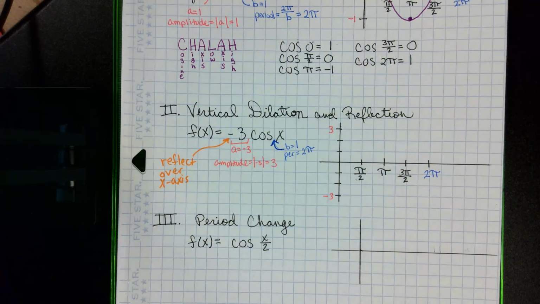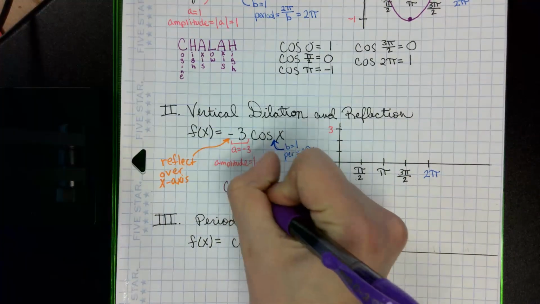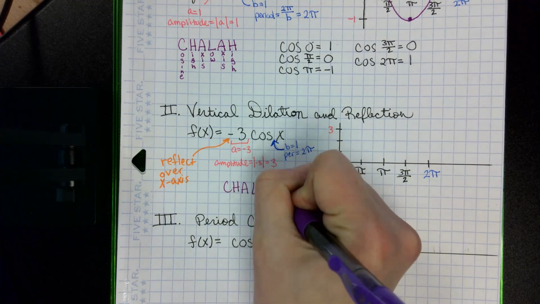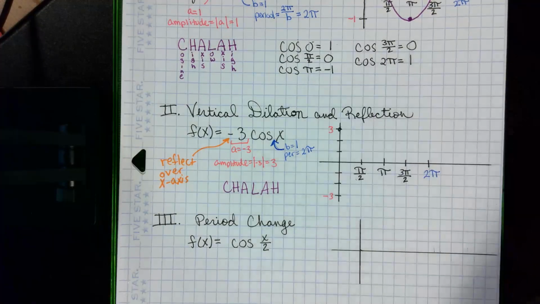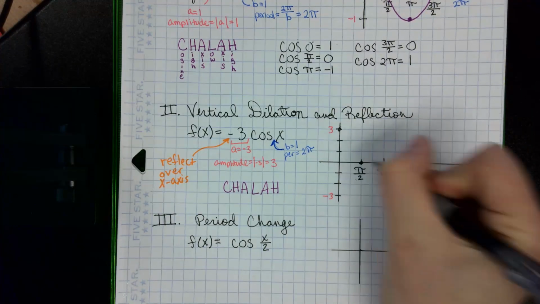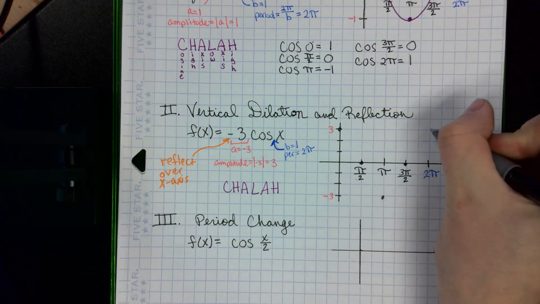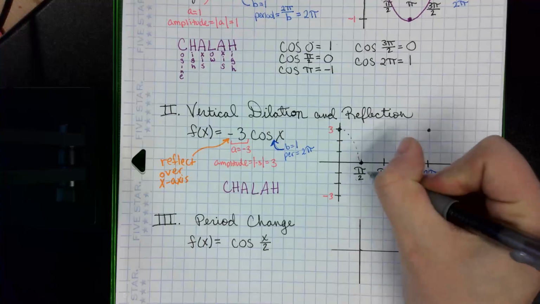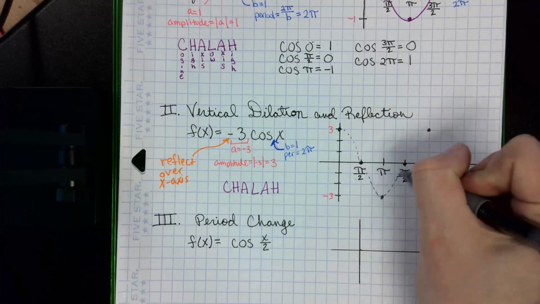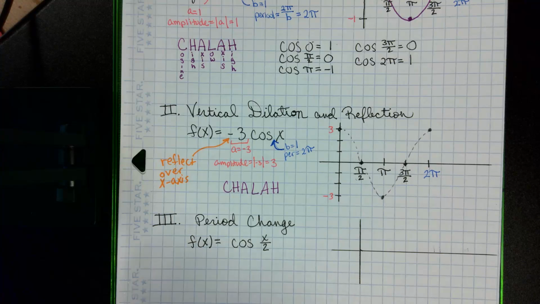And remember I said this is Chalah. I'll put that here, C-H-A-L-A-H. So I'm going to start high and then go to the axis. And then I go low. Then I go to the axis. And then I go high again. And I'm just going to do some dash lines, really lightly sketch what it would look like if it was not reflected. But this one does need to be reflected.